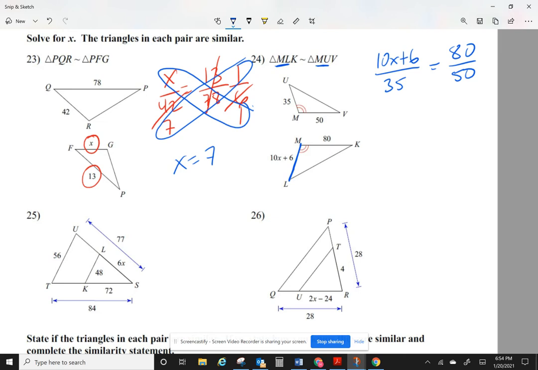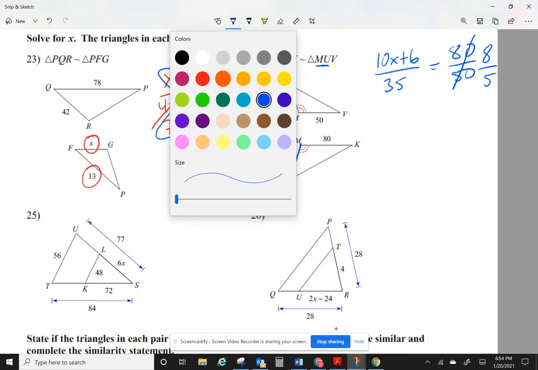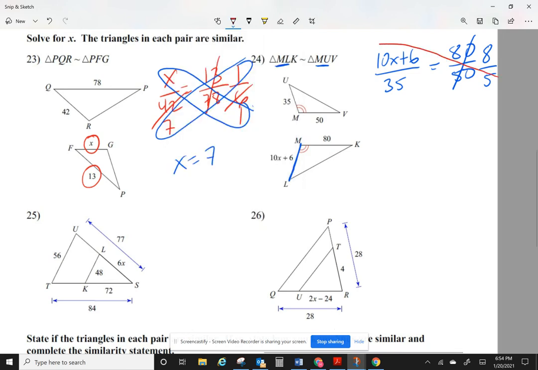Let me simplify my fractions. 80 over 50, let me call that 8 over 5. I divided each by 10. Now I'm going to cross multiply. I don't have to simplify all the way. I'm just going to cross multiply this way.